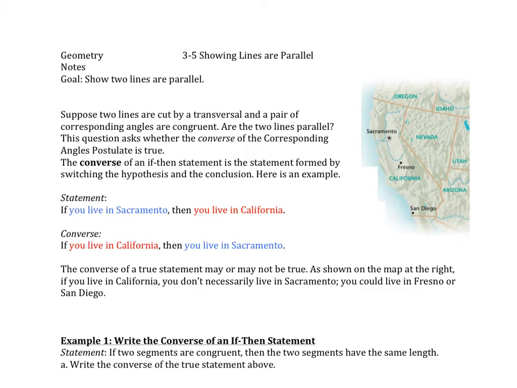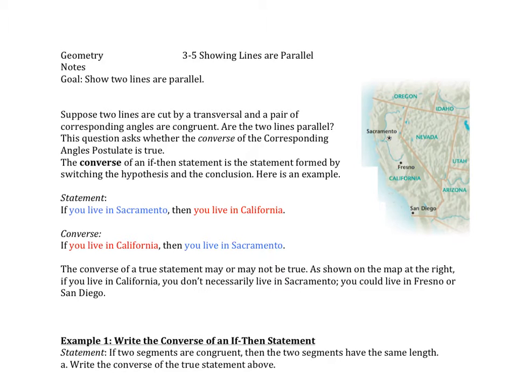Is it true? The converse of an if-then statement is the statement formed by switching the hypothesis and the conclusion. So look at the statement: if you live in Sacramento, then you live in California. The hypothesis, you live in Sacramento. The conclusion, you live in California. The converse would be, if you live in California, then you live in Sacramento.